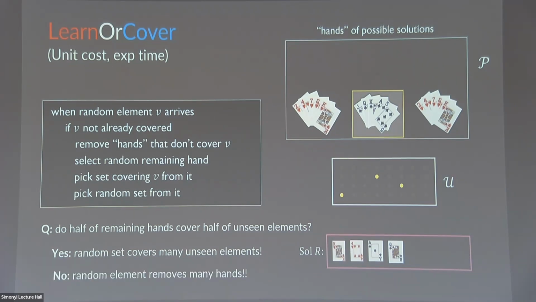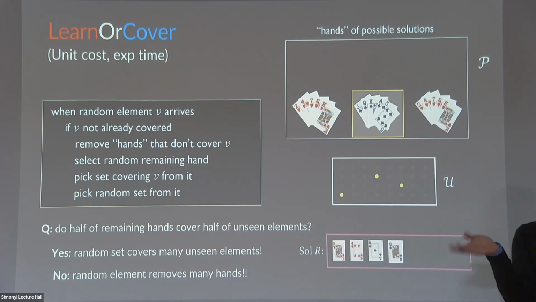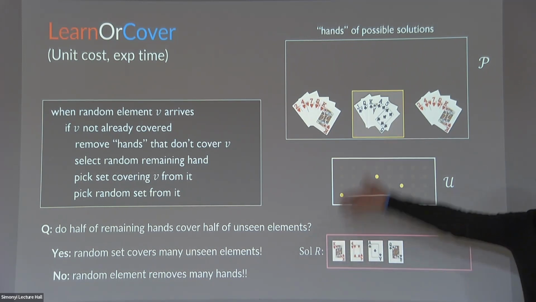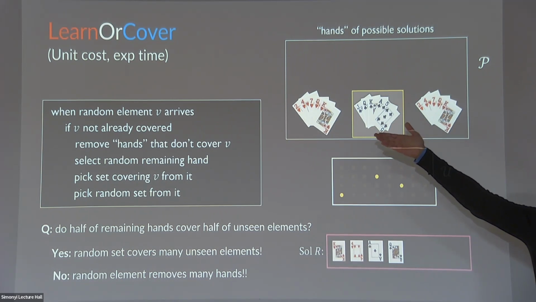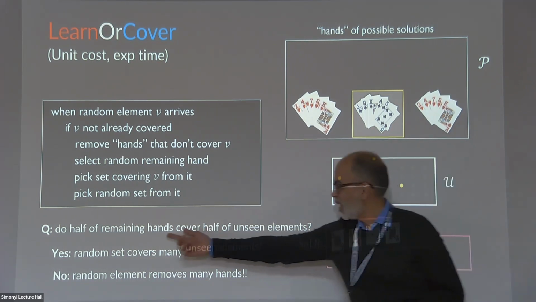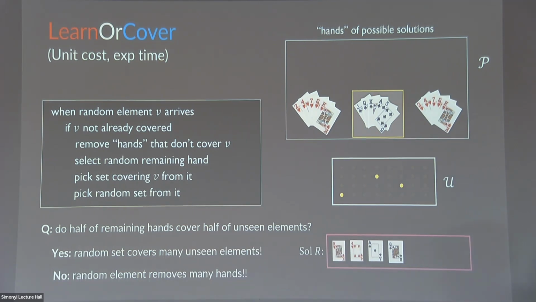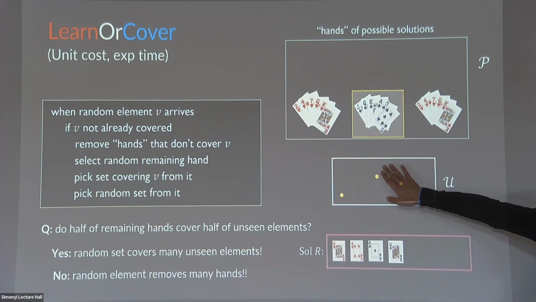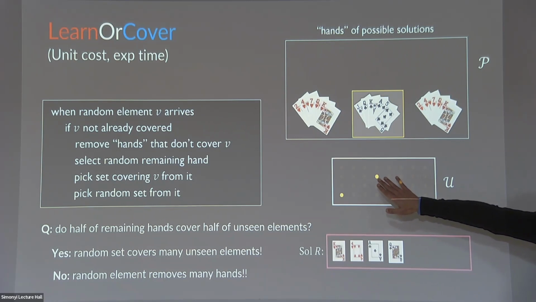What about the other case? Suppose half of the remaining hands don't cover half of the unseen elements. Then a random unseen element will throw away half of your hands, because half of the remaining hands are crappy. They cover less than half. So a random draw from here will throw away half of this. So either you halve this and reduce it by a constant factor, or you cover 1/k fraction. That's it.